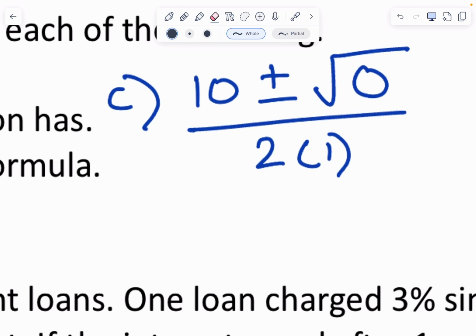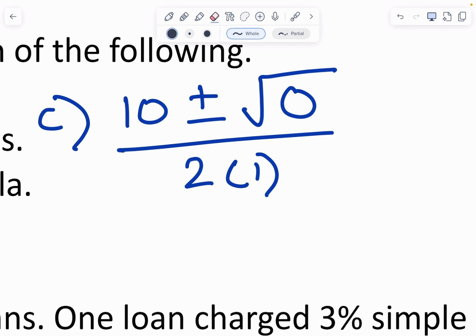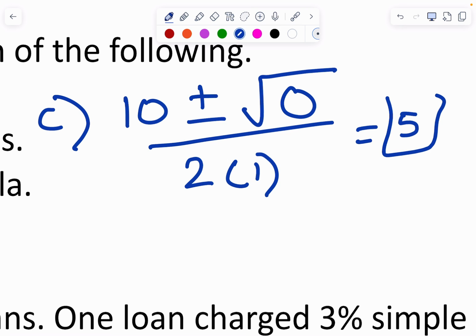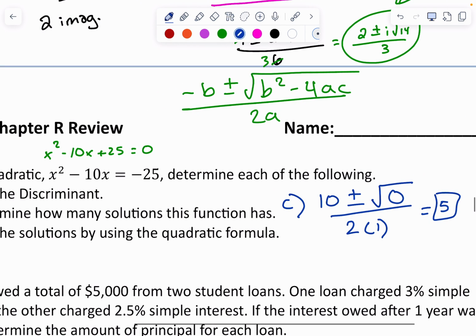So this is 10 plus 0 divided by 2 and 10 minus 0 divided by 2, which is 5, right? It's just 5. Because if I break it down, multiply to get 25, add to get negative 10: x minus 5. So if I set this equal to 0, I get x equals 5. I get 2 of the same answer. Got it? Okay, that was C.